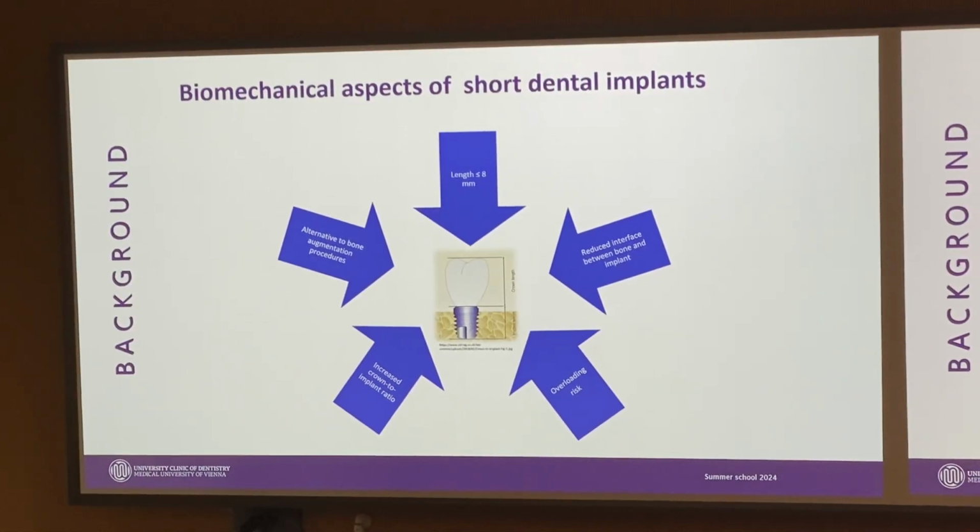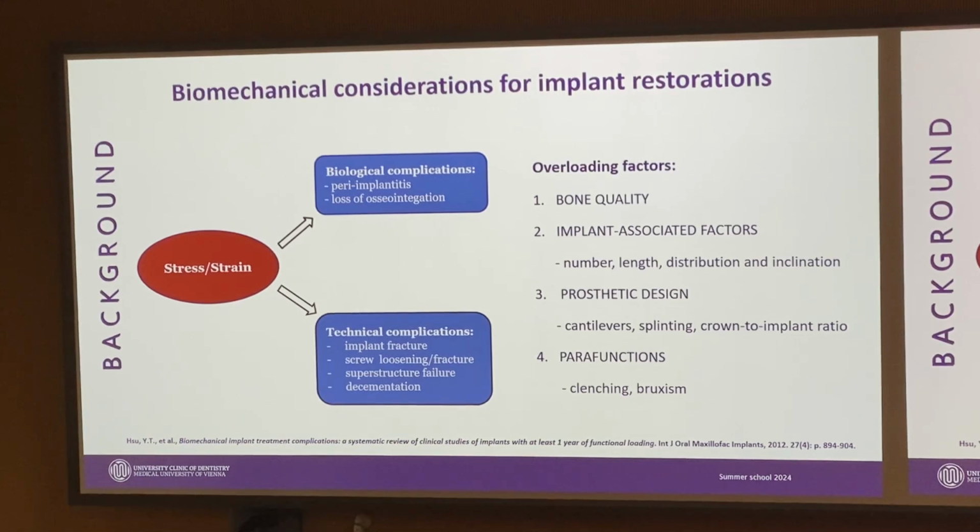A higher crown-to-implant ratio is associated with short dental implant length, and potentially it leads to increased local stresses on the bone. We know that well-distributed functional loading on the implants is beneficial for promoting osseointegration, but excessive stress and strains can lead to irreversible biological and structural damage, such as the loss of the peri-implant bone, implant fractures, screw loosening or fractures, superstructure failures or decementations.